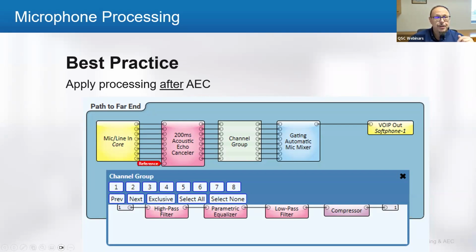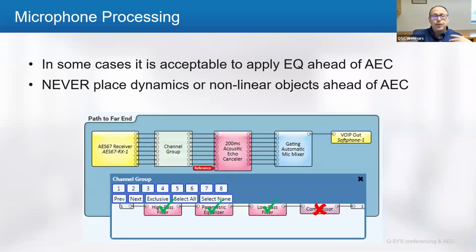Also, privacy muting should happen on the outboard side here. So after the gating mic mixer, you can put a mute in here or mute the output of the gating mixer. But that's where you should do your privacy. It's best to not mute microphones before they come in the echo canceller. We want them to be able to hear what's going on in the room, so they don't have to reconverge. But if you do have to, in some cases, it is acceptable to apply an EQ ahead of the AEC.